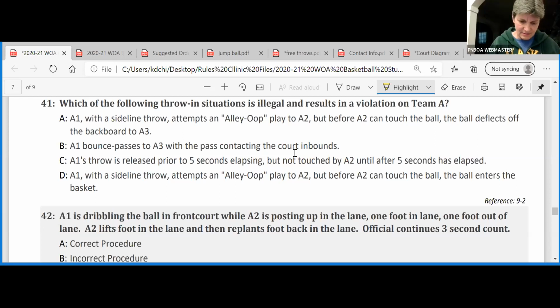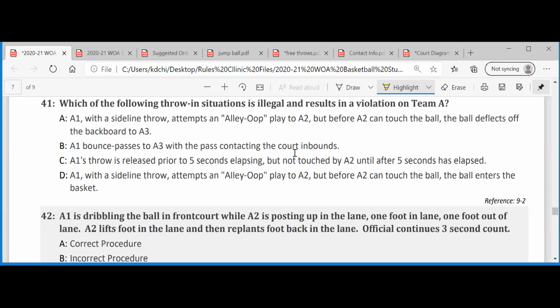Ron. Which of the following throw-in situations is illegal and results in a violation on team A? A1 with a sideline throw-in attempts an alley-oop play to A2, but before A2 can touch the ball, it deflects off the backboard to A3. A1 bounce passes to A3 with the pass contacting the court inbounds.